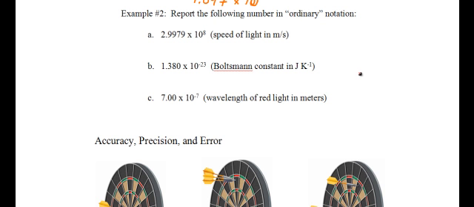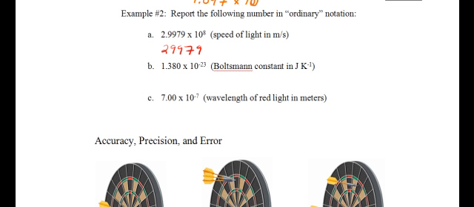If the speed of light is 2.9979 times 10 to the 8th power, how do we express that in ordinary notation? Well, again, what you're trying to do is move the decimal back to where it should be. So if I write these numbers out, 29979, currently, it looks like we're in right here.